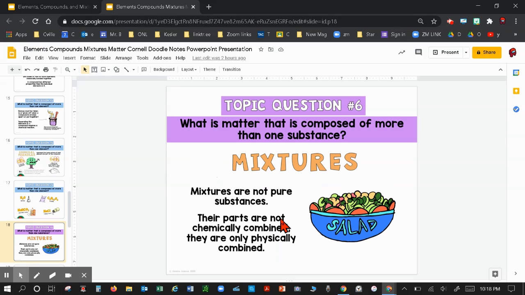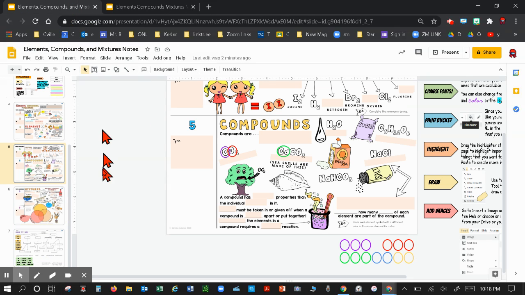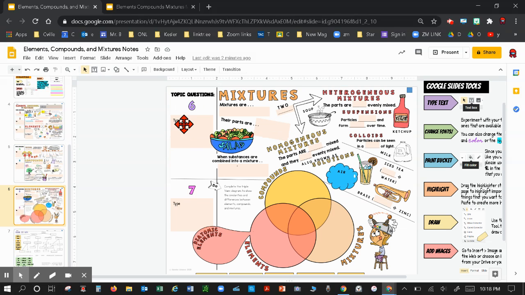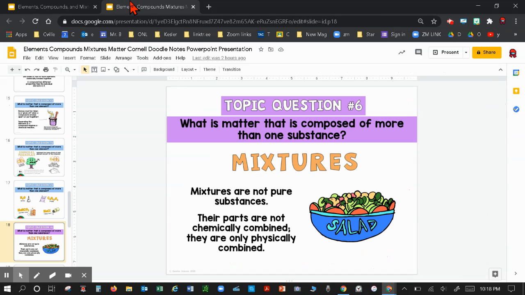On to topic number 6. So, what is matter that is composed of more than one substance? You're going to go down to topic number 6. In this box, type in our topic question. What is matter that is composed of more than one substance? We call those things mixtures. Simply mixtures.